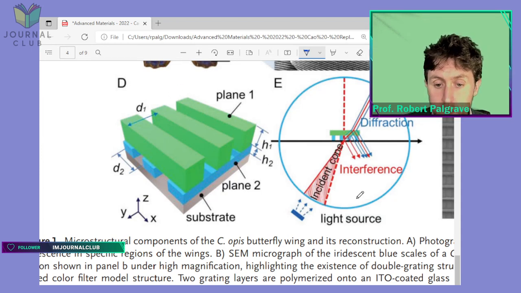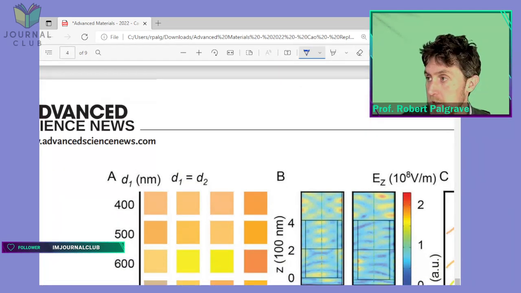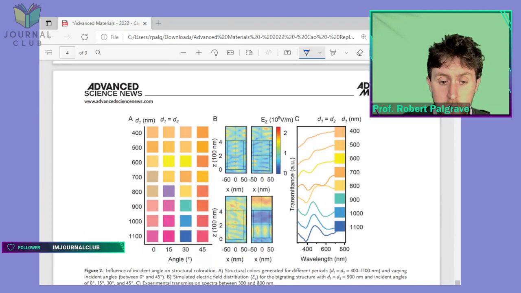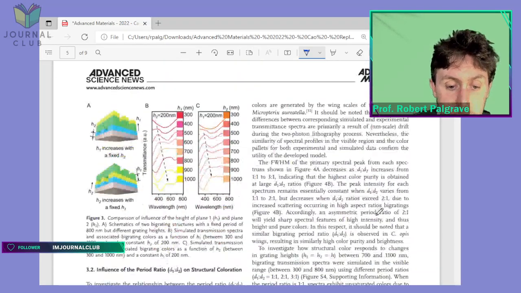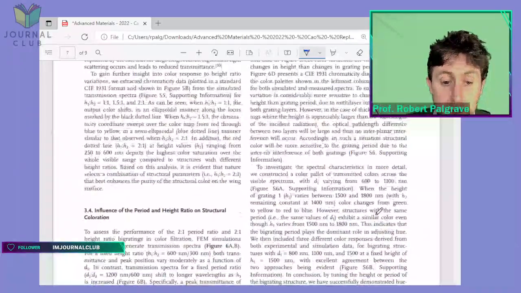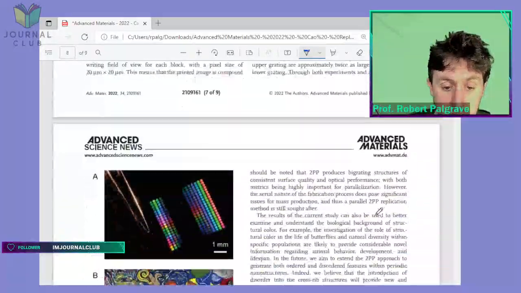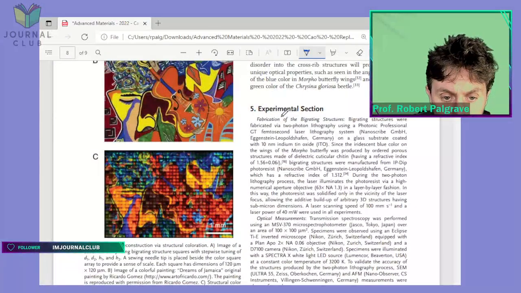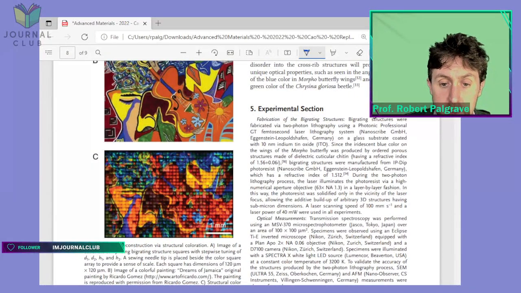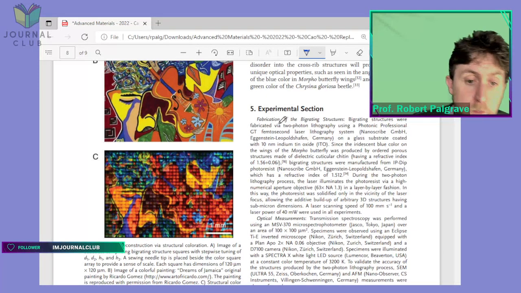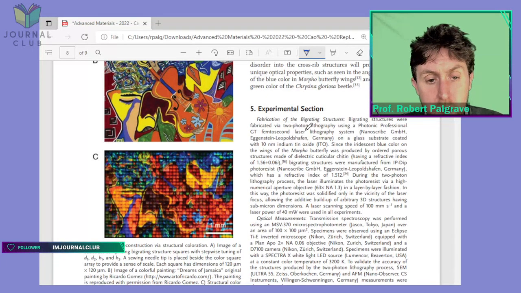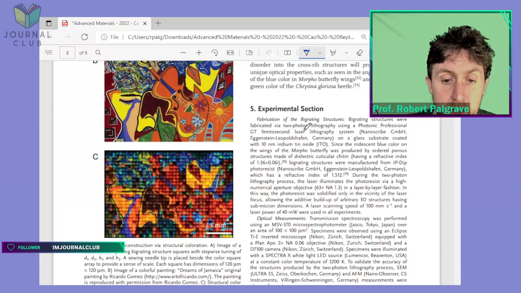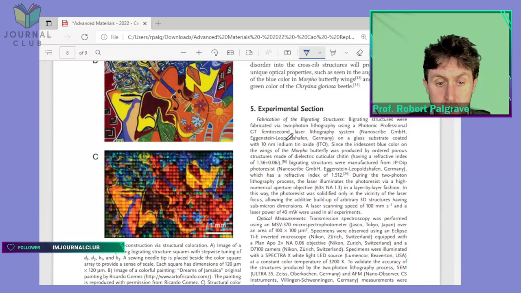Well, the method that they used, let's zoom out again. As is quite common with these papers, the how-they-did-it bit, the experimental, is at the end. So let's have a look at the experimental section. Fabrication of the bigrating structures. Bigrating structures are fabricated via 2-photon lithography using this Photonic Professional GT femtosecond laser lithography system. Okay, on a glass substrate.